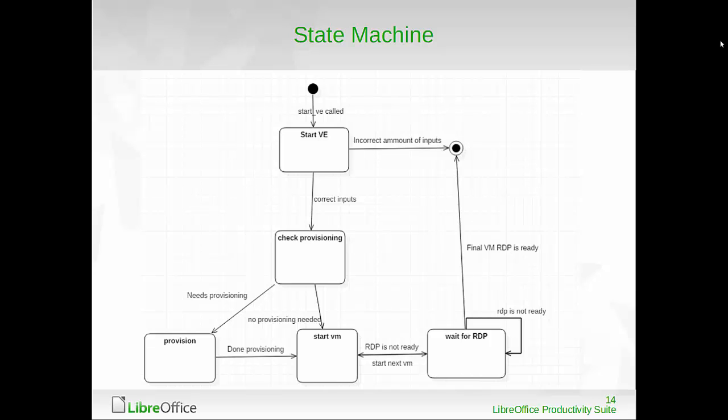Start VM begins, and RDP generally is not ready, so it will wait for the RDP. This will also wait for the RDP until the RDP is ready. Once the RDP is ready, it will start the next VM, going back. This will continue until there are no more VMs. Once the final VM has RDP ready, or remote desktop protocol, it will go to its final state.